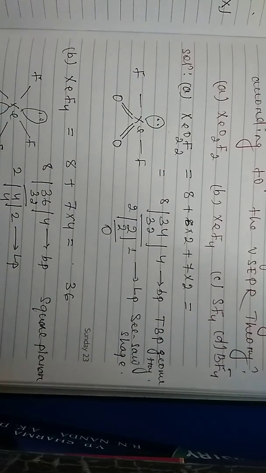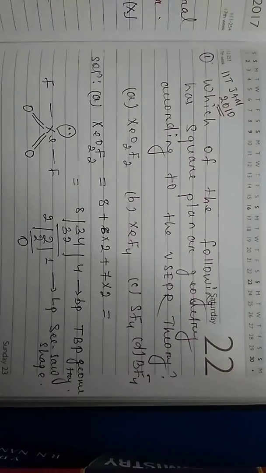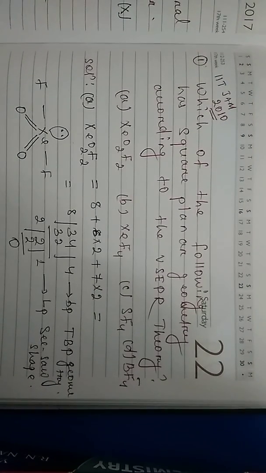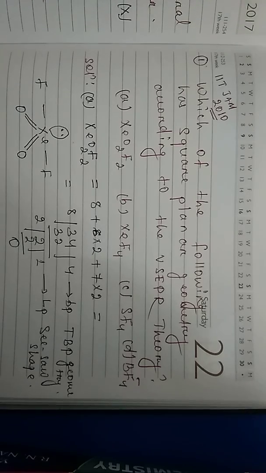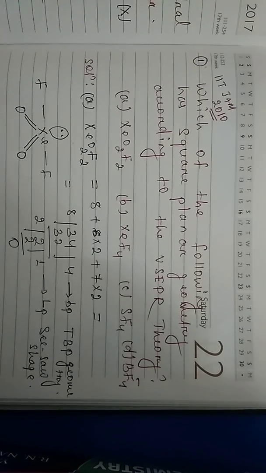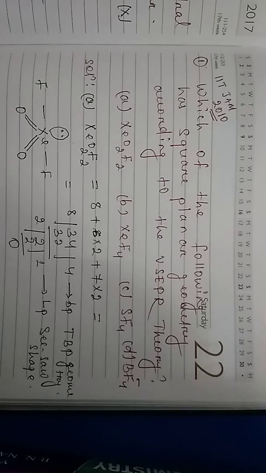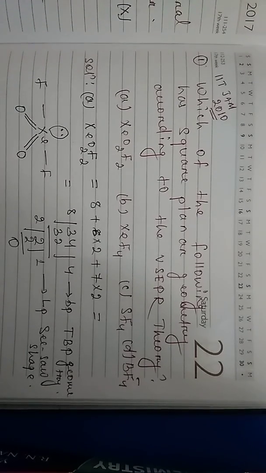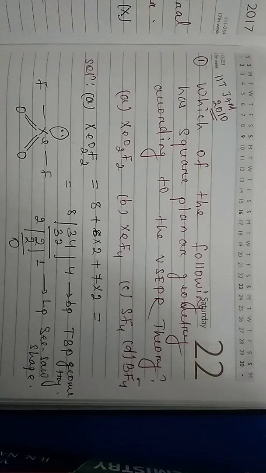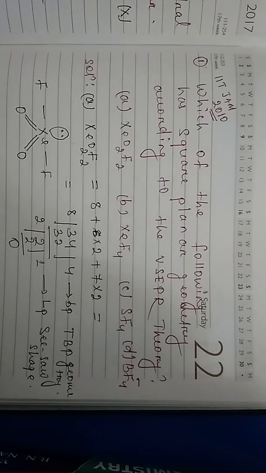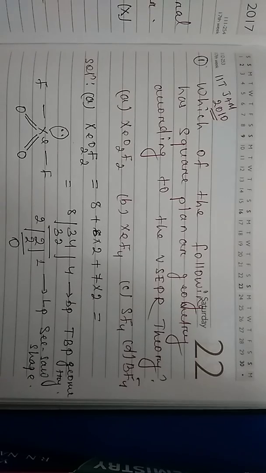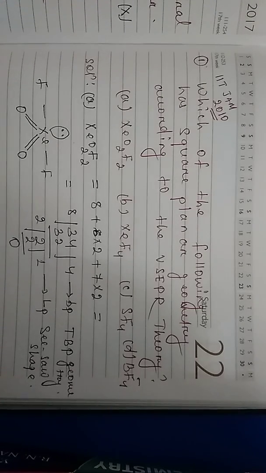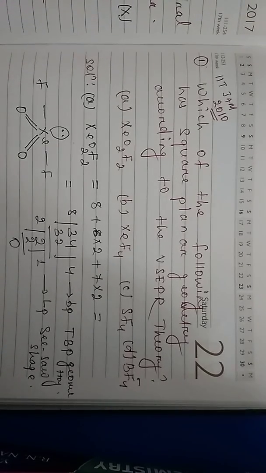The first problem is: which of the following has square planar geometry according to the VSEPR theory? Out of the four options, which of the molecules has square planar geometry? This question came in IIT JAM 2010.